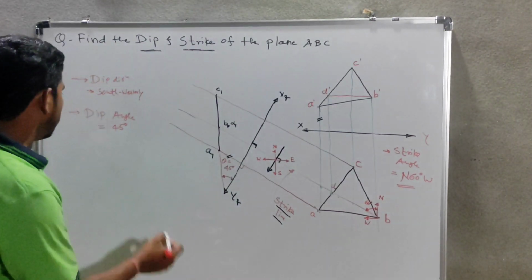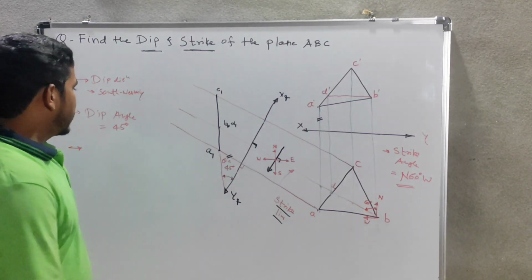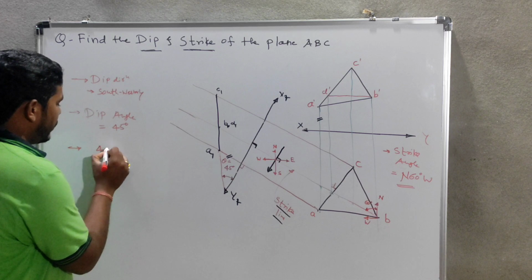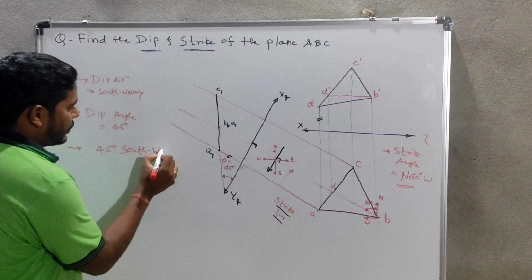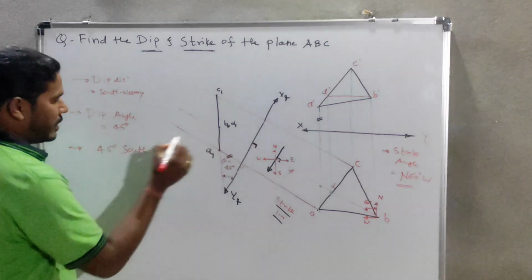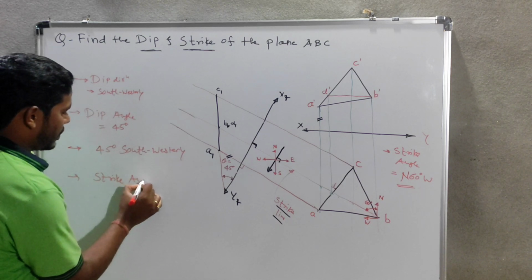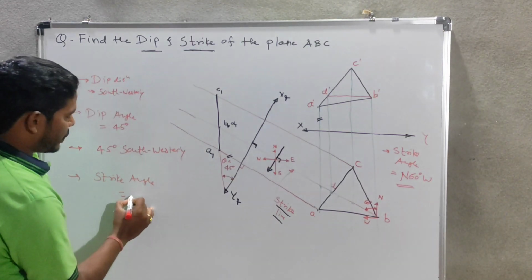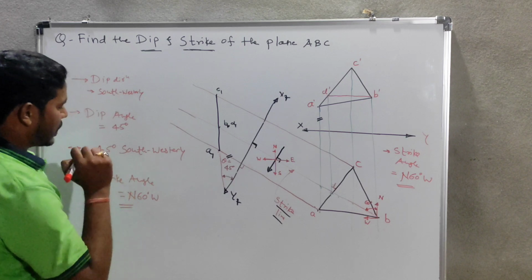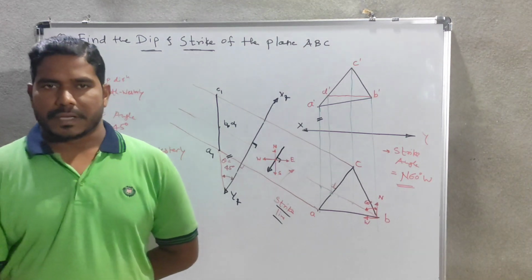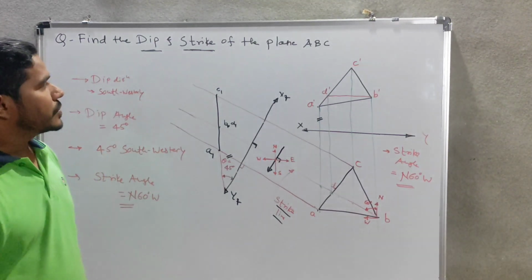Combinedly, if we have to write dip angle and dip direction, we write it this way: 45 degrees south westerly. And already we have got the strike angle, that is north 6 degrees west. So this will be the strike angle. This is about the dip and strike of the given plane.